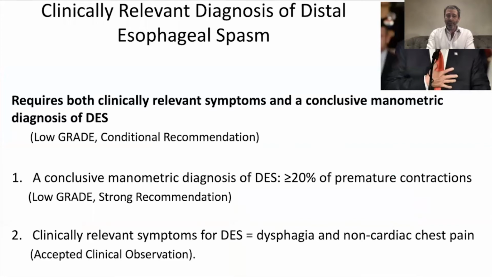Again, we need to define what is conclusive and clinically relevant. Conclusive distal esophageal spasm requires at least 2 out of 10 water swallows or over 20% of premature contractions within the swallow protocol. And clinically relevant symptoms are required, such as dysphagia and chest pain, as you saw with hypercontraction.